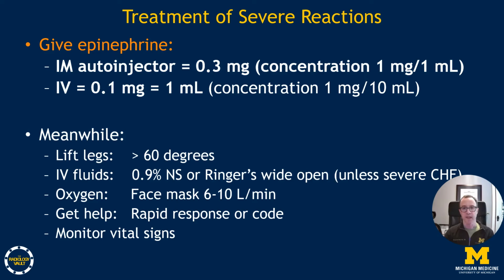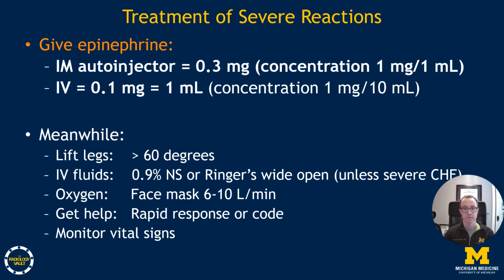So for the treatment of any of these severe reactions, it's to give epinephrine. The easiest way to do this is often using an IM autoinjector. This gives a dose of 0.3 milligrams, which is a concentration of 1 milligram in 1 milliliter. You can also give epinephrine IV, although it's a little more complicated. The dose IV is 0.1 milligrams, which is 1 milliliter at a concentration of 1 milligram per 10 milliliters.